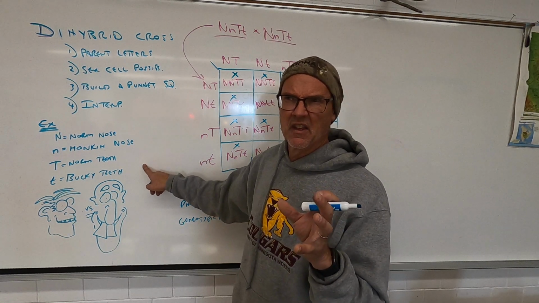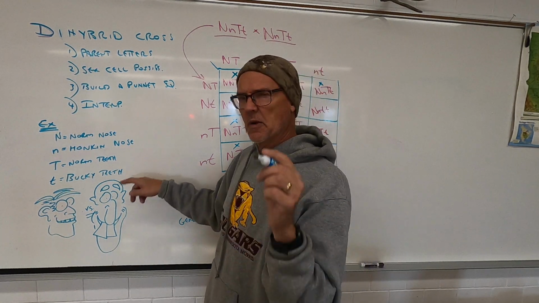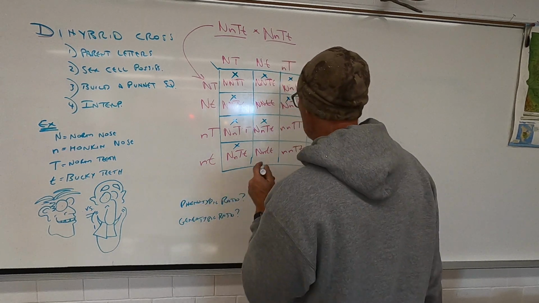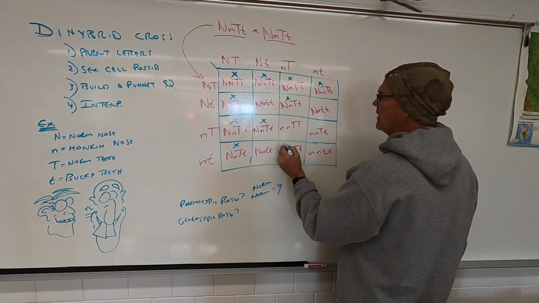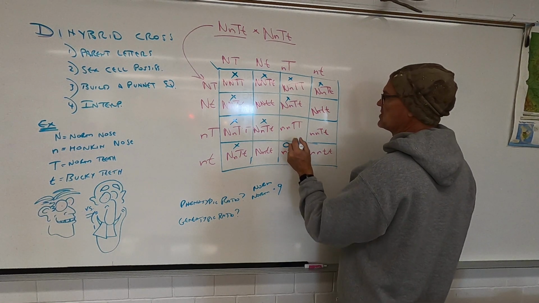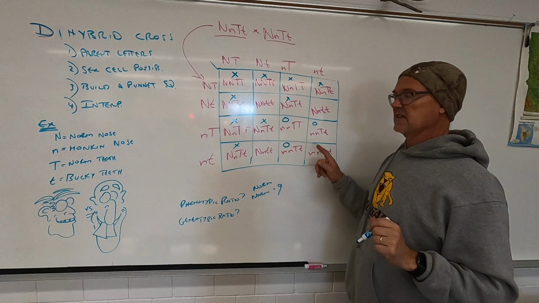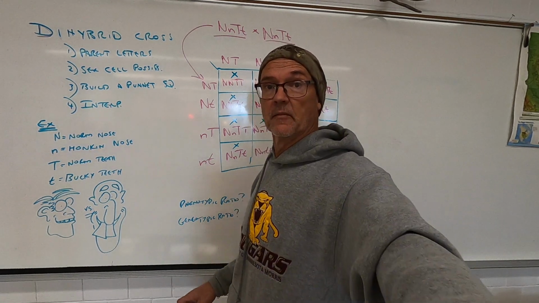But have normal teeth. So at least one capital T. So I'll put a little circle on those that are going to have a big honking nose. So this one will have a big honking nose, a normal teeth, big honking nose. So two little N's in all those cases. Hope you're going to see that.